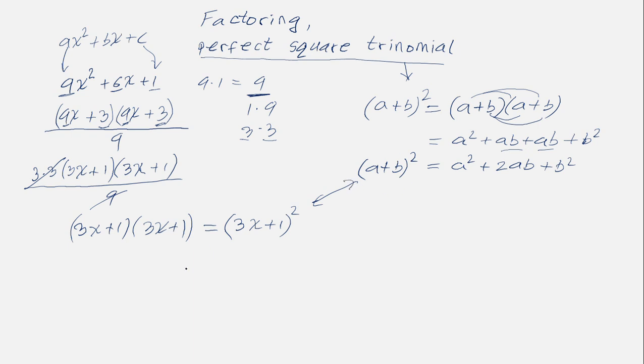So this will be how we factor a perfect square trinomial. So if we got this as our result, that means this here was a perfect square trinomial. And this here is our answer. Now, this can be also considered an answer for a certain purpose.